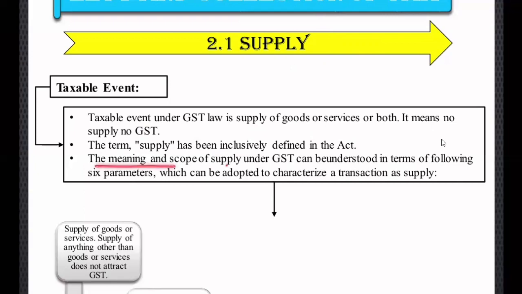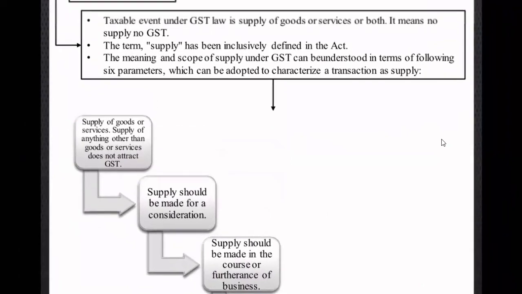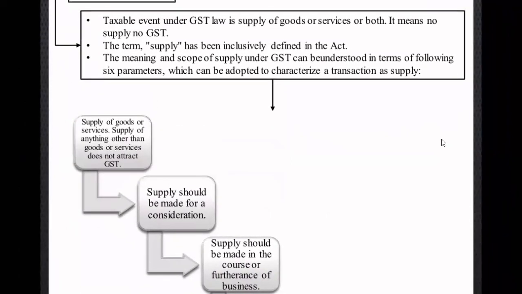The meaning and the scope of supply under GST can be understood in terms of the following 6 parameters, which can be adopted to characterize a transaction as supply. Means 6 parameters are there below. If these 6 parameters are clear to you, somewhere or other you'll come to know what GST means to say about supply. Okay, let's read it out.